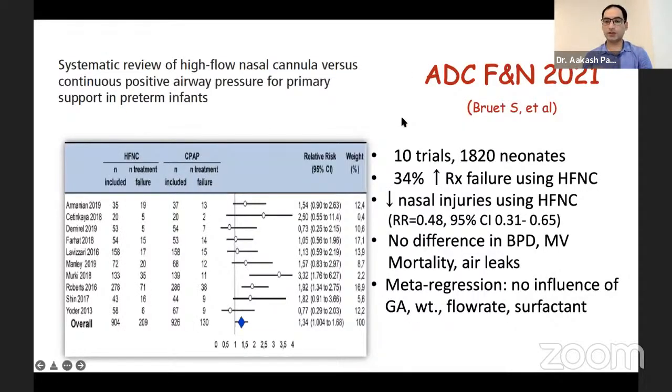Now, the other major question is which to use, CPAP or HFNC, as a primary mode. The answer to a majority of the extent is given by this systematic review, which was published only last year, which had around 1800 babies. It showed that the risk of failure is more with HFNC, to the tune of 34%. However, there is less risk of nasal injuries with HFNC. There was no difference in mortality or mechanical ventilation. So for premature babies who are less than 32 weeks, it's always good to use CPAP as the primary mode. In more mature babies or post-extubation, you can use HFNC.